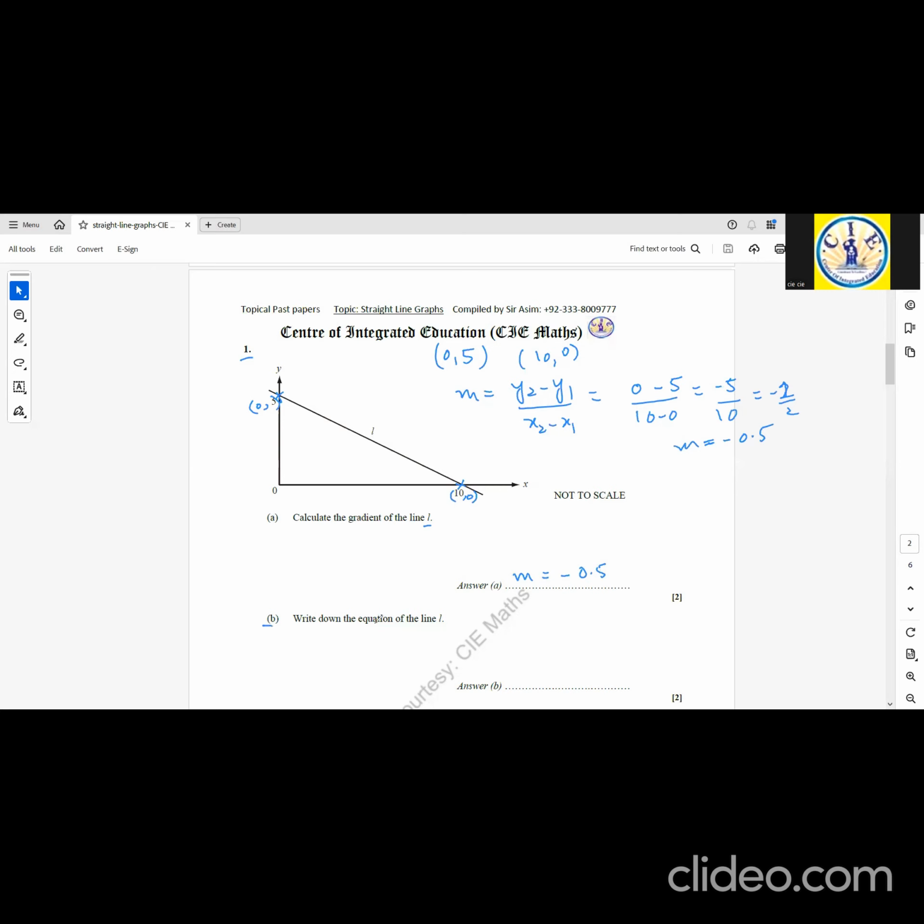Now part B. Write down the equation of the line L. For the equation of the line, we need y is equal to mx plus c. Using this formula, y is equal to negative 1 by 2, I'm using this form, times x, though it is not necessary, plus c. The c value is the y-intercept as this, so that is 5. So this is the equation: y is equal to negative 1 by 2x plus 5.